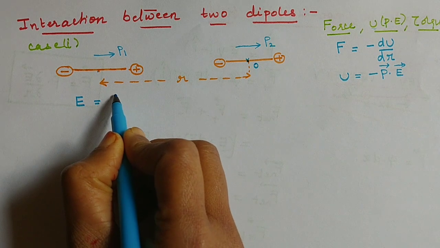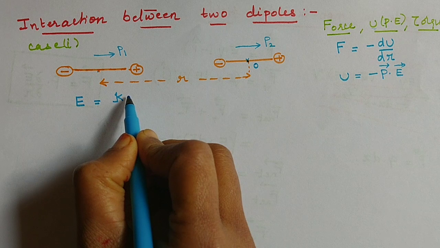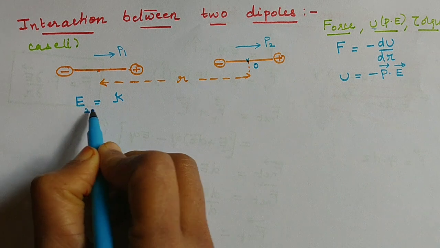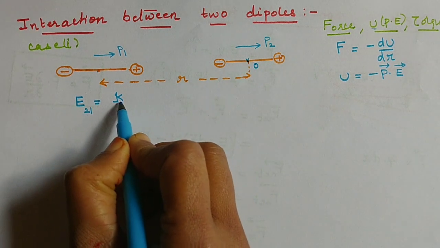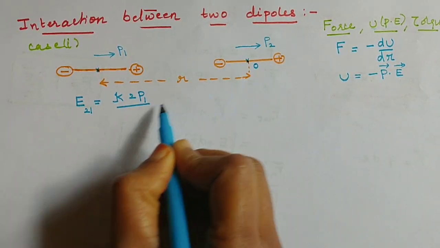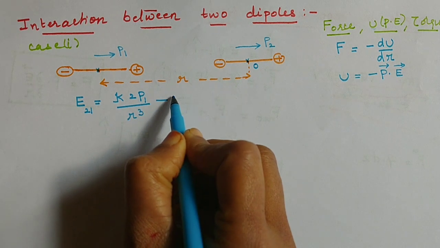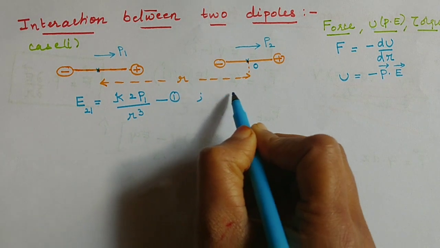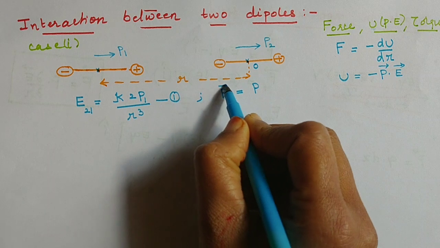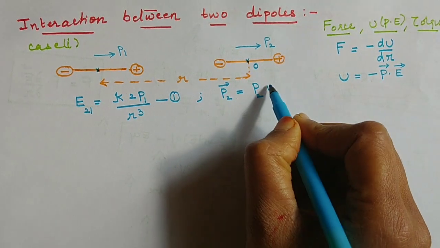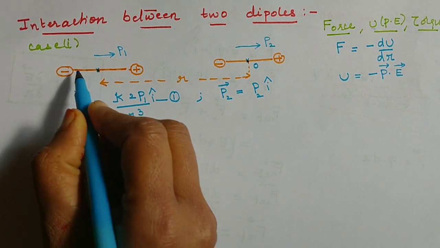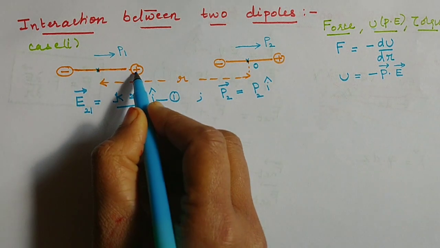We know for axial lines we use the formula 1 by 4 pi epsilon naught, 2p by r cube. So here I'll write the field produced at the second dipole due to the first as k 2P1 divided by r cube, where r is the distance from this point till this point. Call this equation 1. And now I will write the dipole moment of this dipole: magnitude P2, direction i cap. Field is also in the same direction, that is i cap. For axial line, field is from negative to positive.